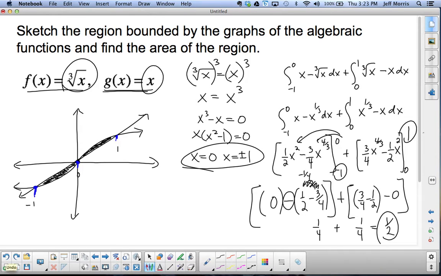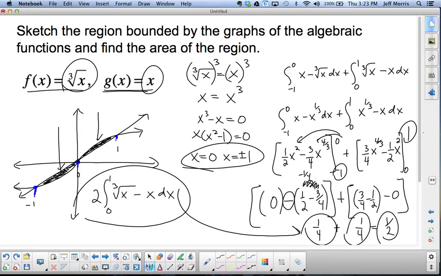Now, what you might have seen here, this is really cool, is that these two areas were the same, which means if you were to recognize the fact that these are symmetric about the origin, you would realize that these two areas are going to be identical. So instead of finding both of them, you could have just doubled the area from one of these, from 0 to 1, of the cube root of x minus x dx. And this, if you would have worked it out, would have also given you the 1/2. So instead of doing both areas, you could have just said, well, they're both going to be equal, so I'll just find the area from 0 to 1 and just double it. And you would have gotten the same answer. So that's what that looks like.